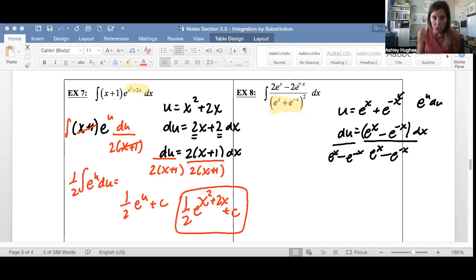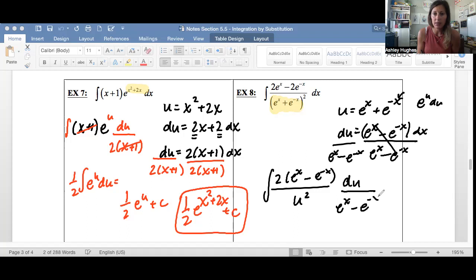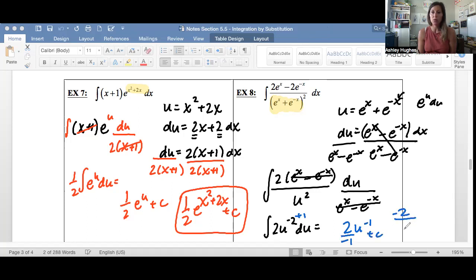So that means I'm going to pull out the 2 so you can see it. 2 e to the x minus e to the negative x over u squared. And instead of writing dx, I write du divided by e to the x minus e to the negative x. And I see that these cancel. So you're left with 2 over u squared, or 2u to the -2. When you take the antiderivative, you add 1 to the power, so 2u to the -1 divided by it. So that's going to be -2 over u, and u is e to the x plus e to the negative x plus c.